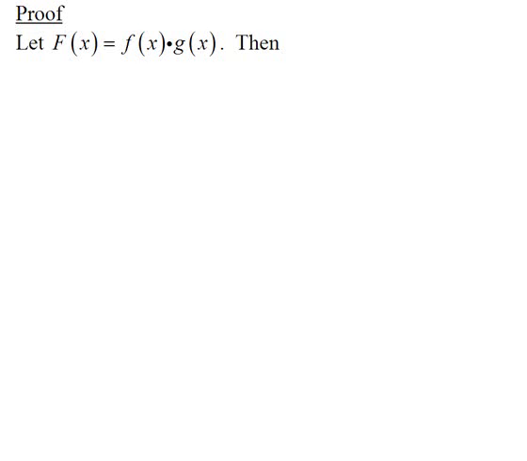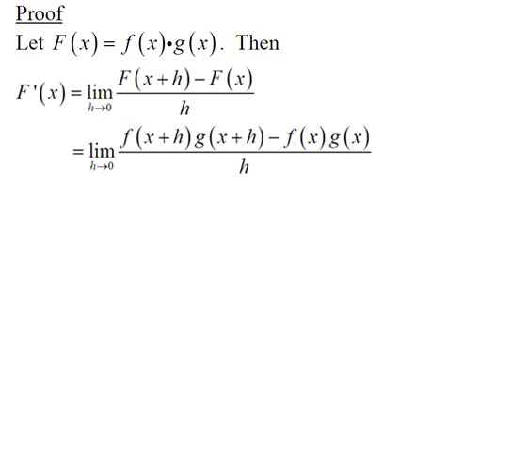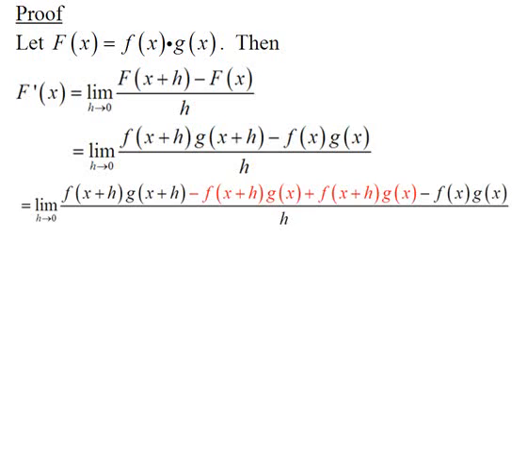Suppose we have a function called capital F, which is the product of two functions, little f and g. Then the derivative of capital F looks like this. To make sure that things come out the way we want them to, we add and subtract a special term, in this case f of x plus h times g of x, without changing the value of the limit.